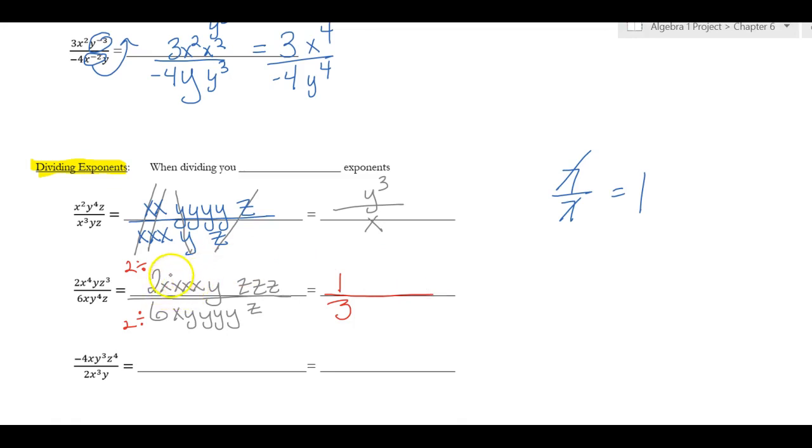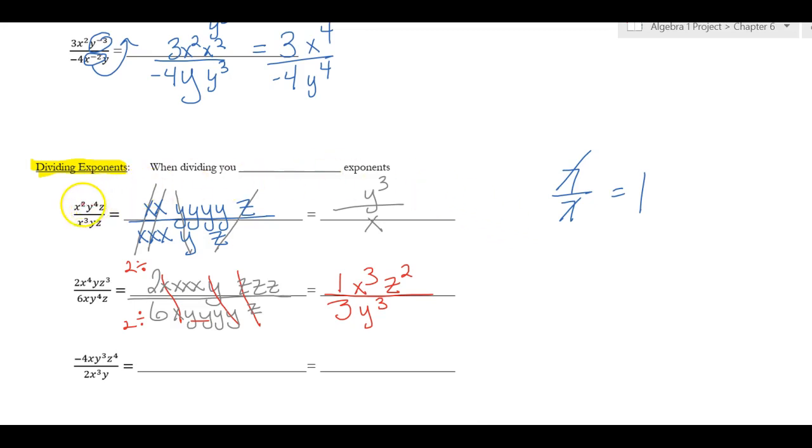Okay, and so now I have this x and that x is gone. So on the top, I'm left with 3 x's. I have a y and y is gone. So on the bottom, I'm left with 3 y's. And then I have a z and a z that's gone. So on the top, I'm left with z squared. And that's it. So now let's look and see what happened.